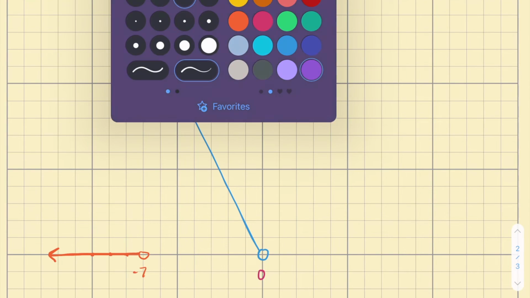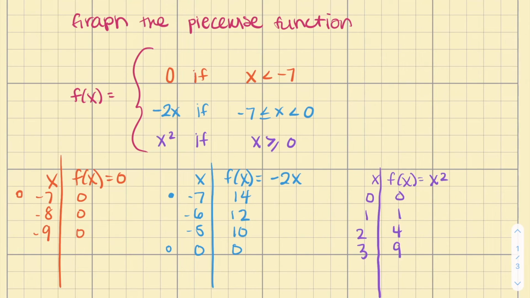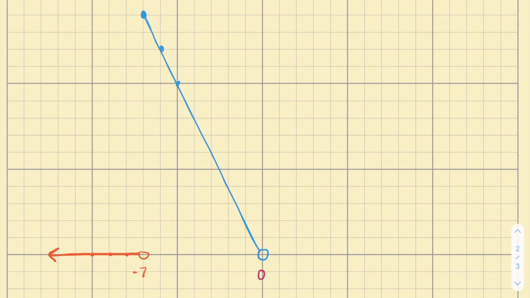And then our last part is for all the x values greater than or equal to 0. So at 0, we have a solid point. Those points overlap. And then at 1, 1, we have a point. At 2, 4, we have a point. At 3, 9, we have a point. We connect that just like that, and it extends all the way up to infinity.